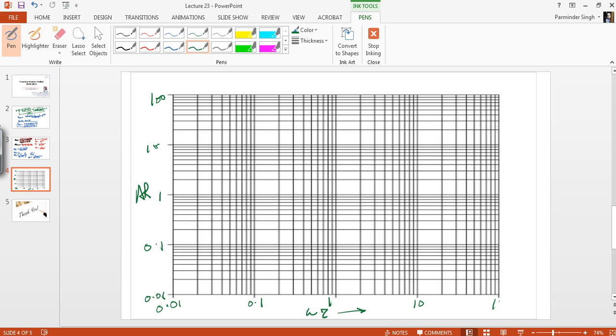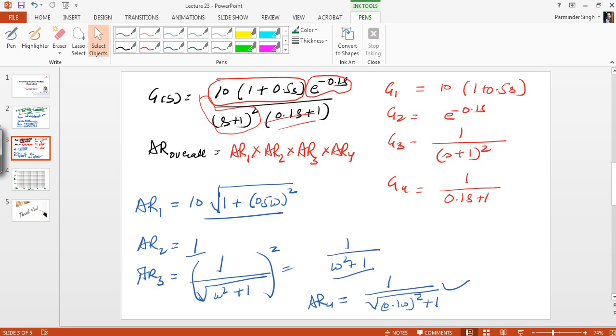Clear? Now in this Bode plot, we're going to plot the amplitude ratio versus frequency for the individual graphs, as well as for the overall. Clear? Now for the individual, if you see AR1 equal to this, what I do is I can rewrite this as AR by 10 equal to under root of this. That will be easy, because then I can represent it over here.